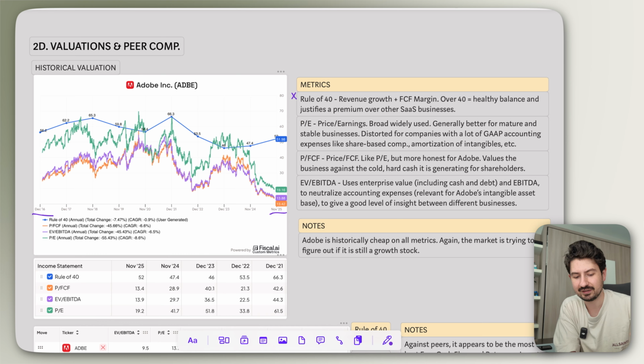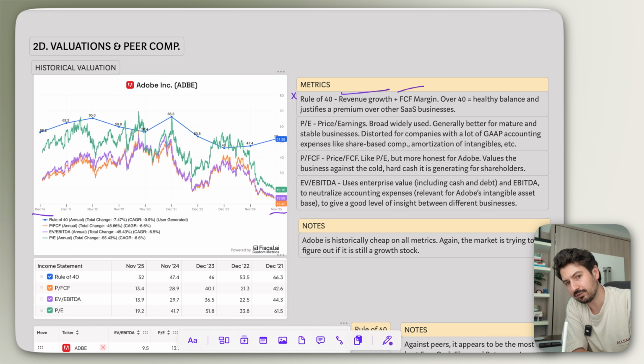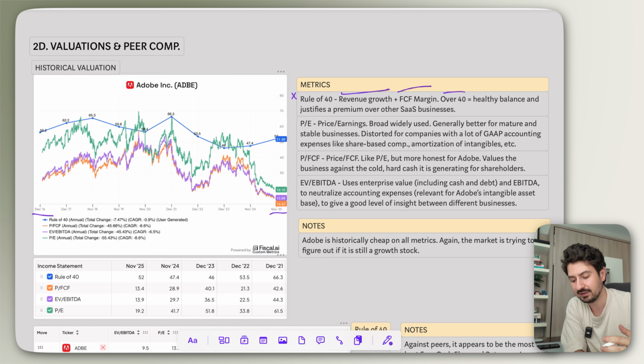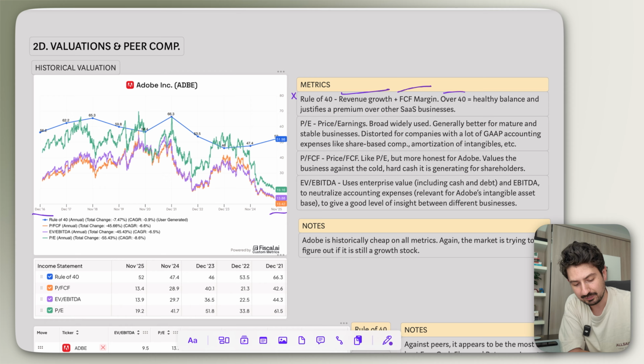This is less of a valuation metric and more of an operational metric, but basically it is the revenue growth rate plus the free cash flow margin. It's an industry standard benchmark where when it's over 40, it's considered healthy and justifies a premium over other SaaS businesses. We can see that Adobe has basically always been over that 40 line. It did dip down to 46, which is still really good, in December 2023, and then it bounced back up in FY25 and looks really good.